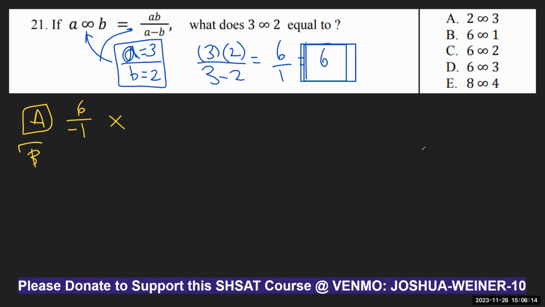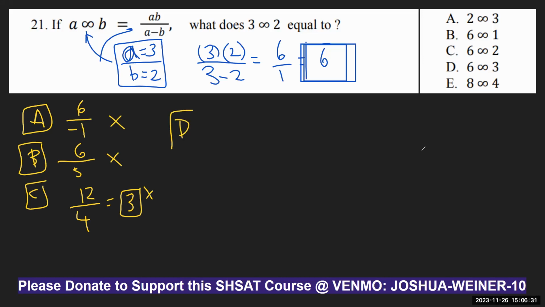For B, we'll have 6 times 1 is 6 up on top, and the difference is 5. That's not a whole number. It's not B. For C, we'll have 6 times 2 is 12 in the numerator, and the denominator, that's 4. Ah, no, that's 3. So also incorrect. But for D, we have 6 times 3 is 18 in the numerator, and the difference is 3, and that's 6. So that's the right ratio.